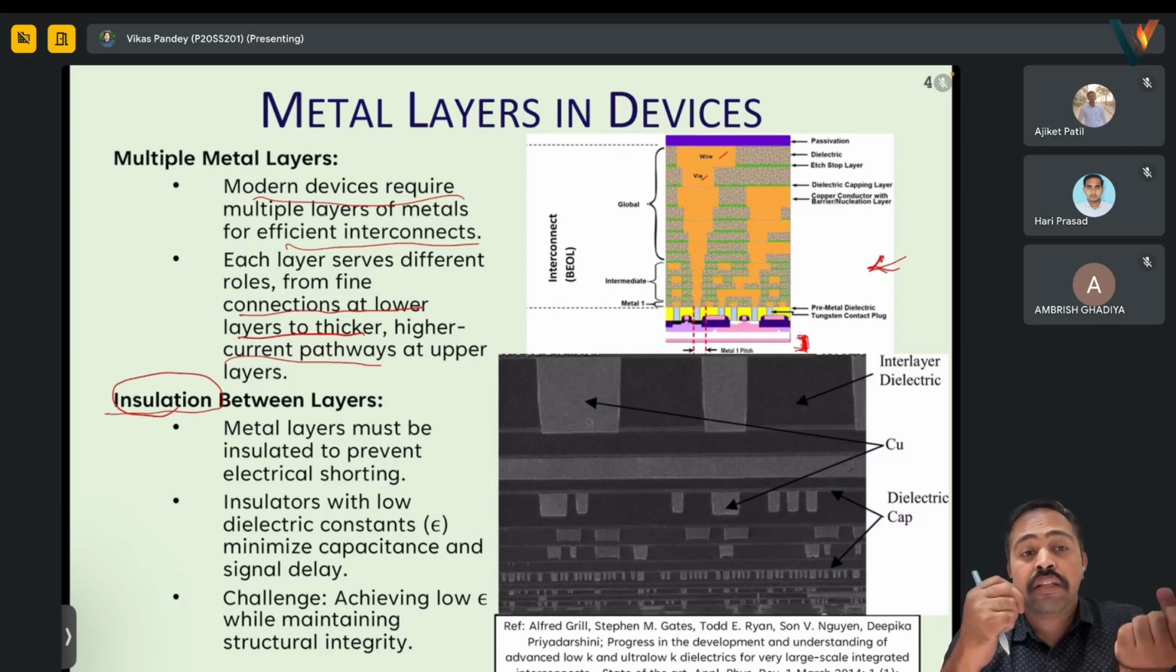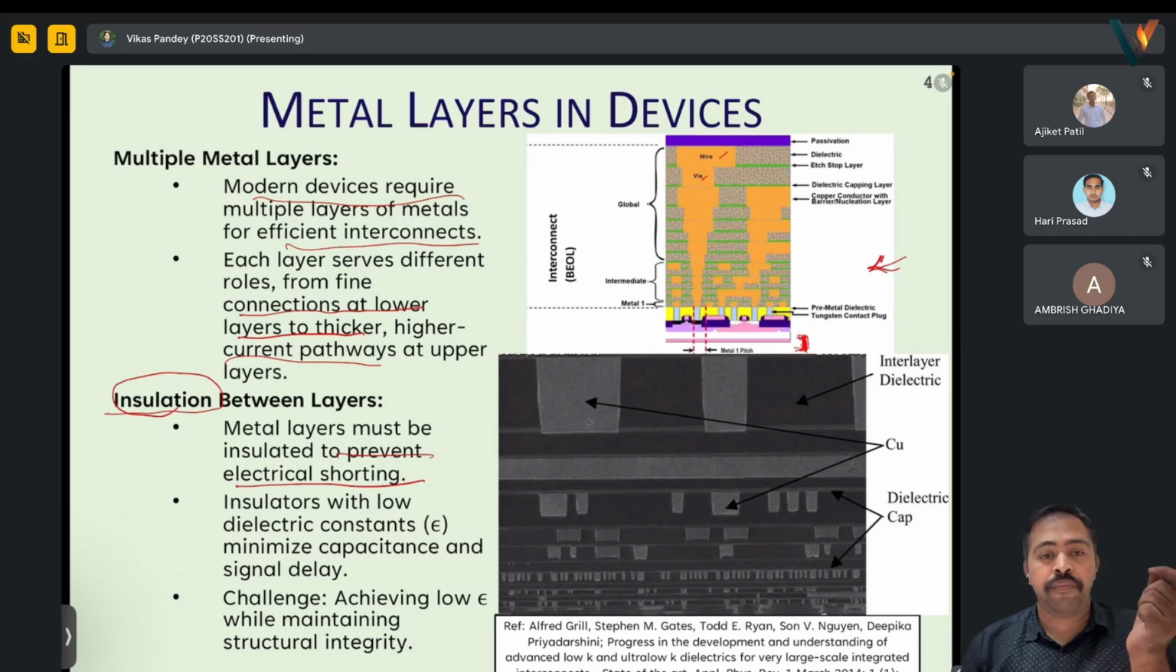And why are these insulations important? They are important because they prevent electrical shorting, and they should be of such an amount that they are able to insulate. Insulators with low dielectric constant minimize capacitance and signal delay.